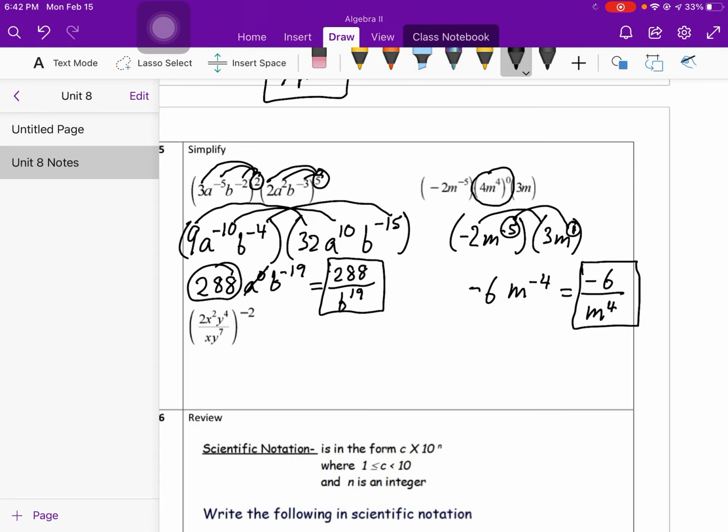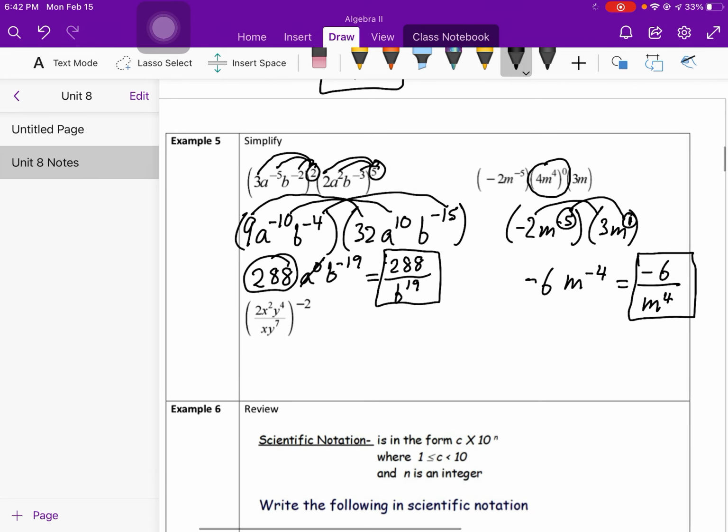And there's our answer for that one. Lastly, this one. Now there's two ways you can approach this one. You can distribute the negative to each part, which would be totally fine. That would give you the final answer. There's kind of a cool trick though with this one.